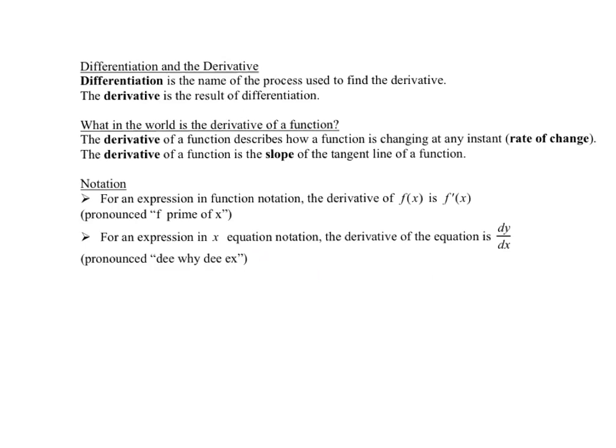So let's just start with some basic terminology. Differentiation and the derivative. Differentiation is the name of the process used to find the derivative. The derivative is the result of differentiation. In short, we could say we derive a function or we differentiate it, and the result is the derivative.